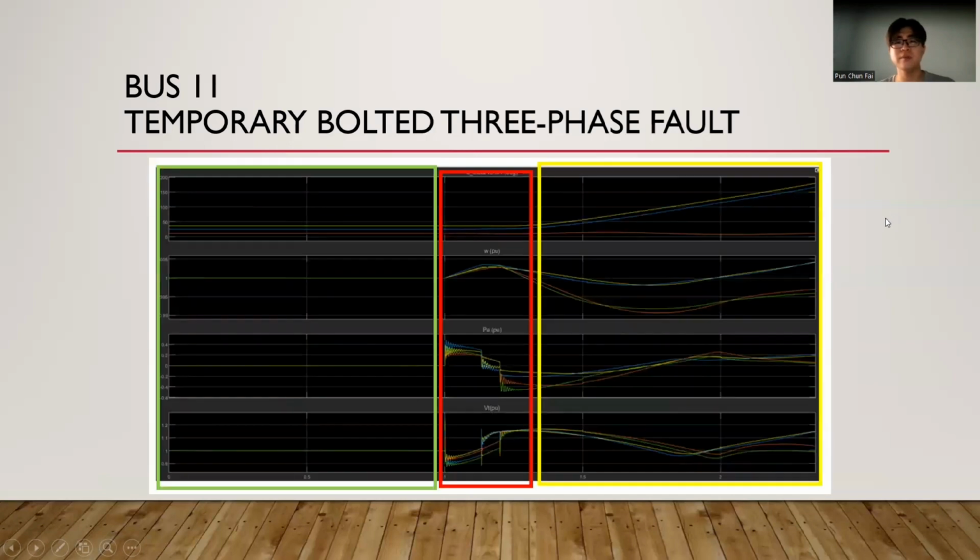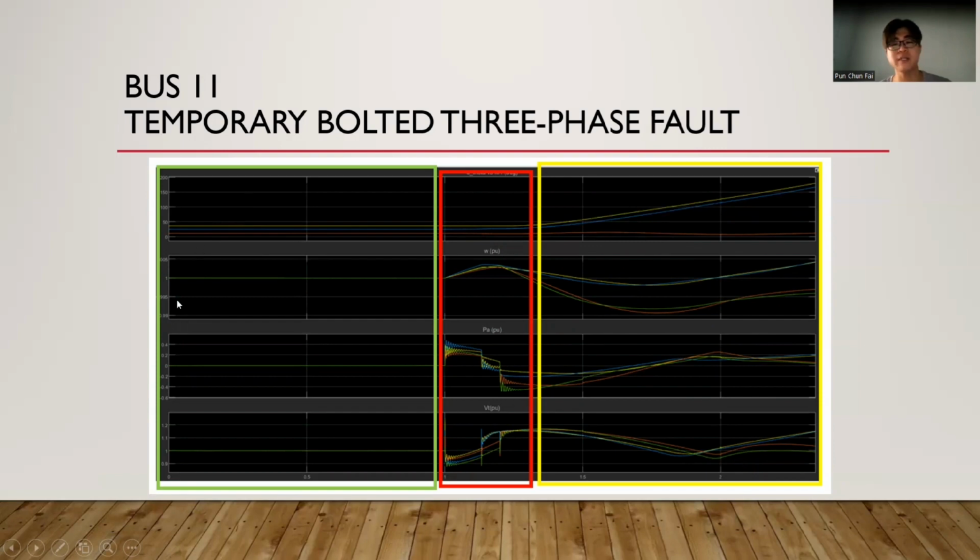And lastly, for the temporary bolted 3-phase fault at bus 11, the unstable case for the system is during about 1 second to 1.25 seconds, when the 3-phase fault happened at about 1 second at bus 11. And for the marginally stable case, it's 1.25 seconds and onwards, as we can see that the system is attempting to correct and adjust accordingly to reach the equilibrium state of operation, but there are still some waveforms that are out of equilibrium.